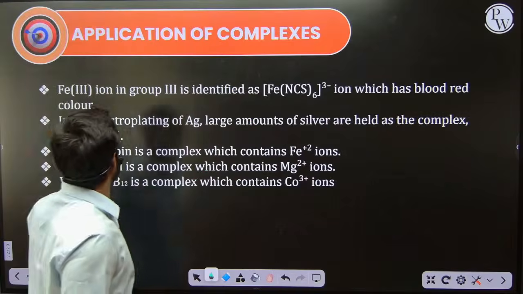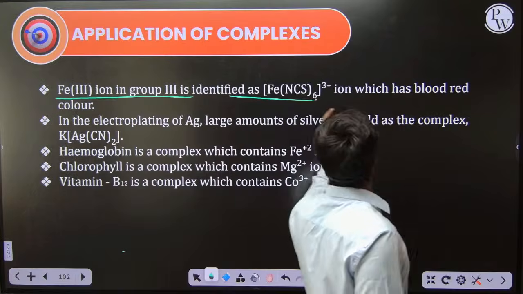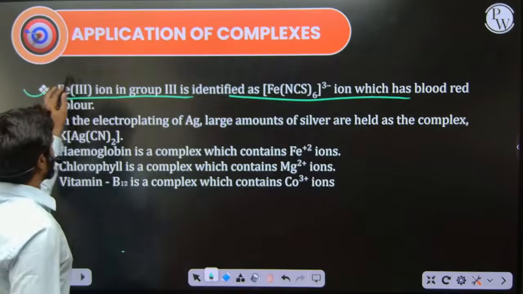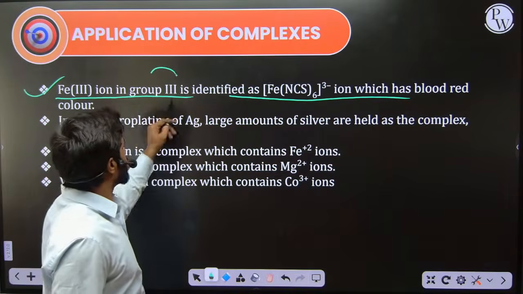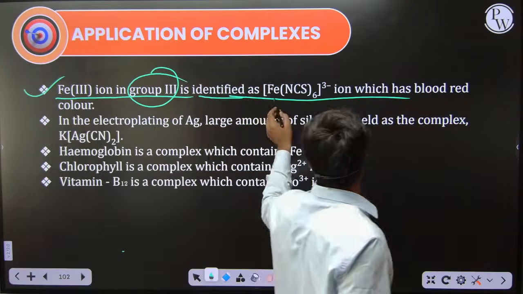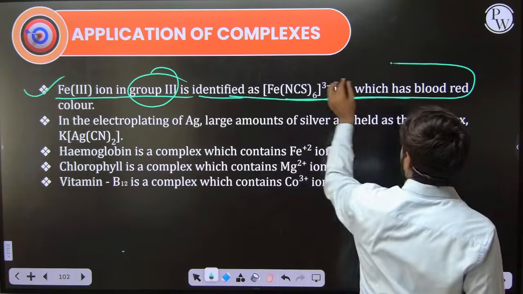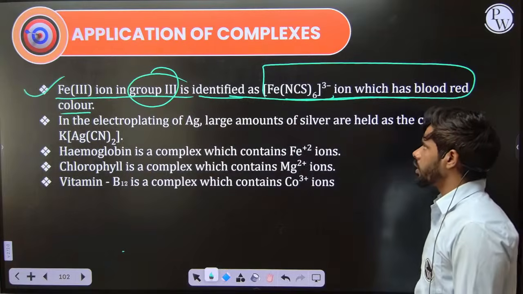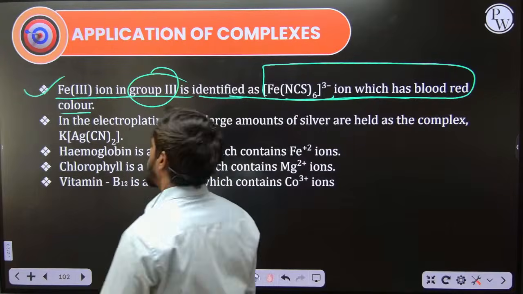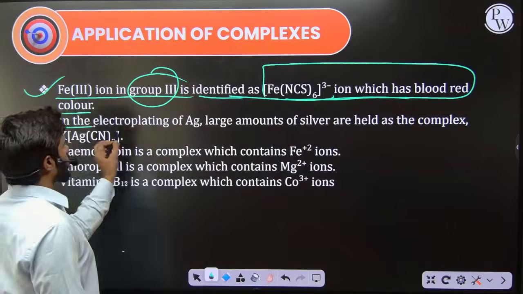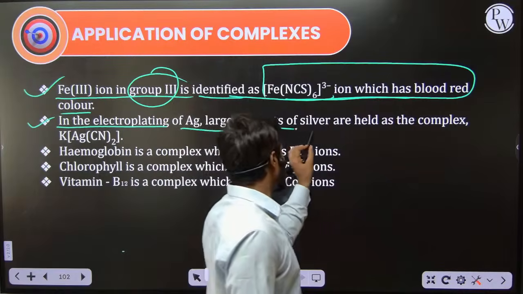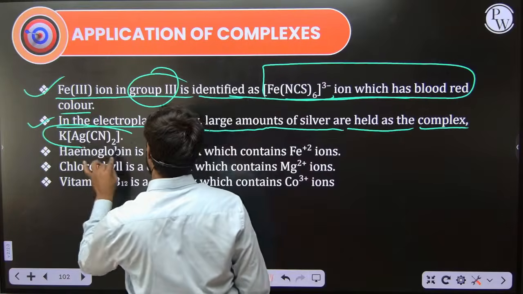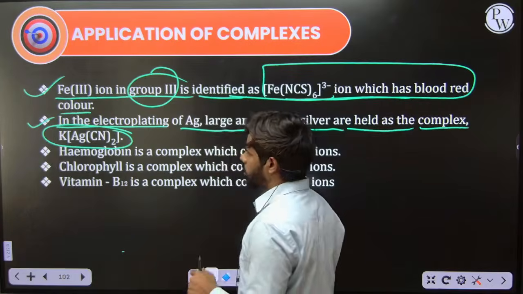Next is the application of complexes. Some complexes are very useful. Fe3+ ion in the third group is identified by a complex having a blood red color. This is a test with thiocyanide. Second, in the electroplating of Ag, a large amount of silver is held as a complex, which is this one. This complex is formed in the case of electroplating of Ag.